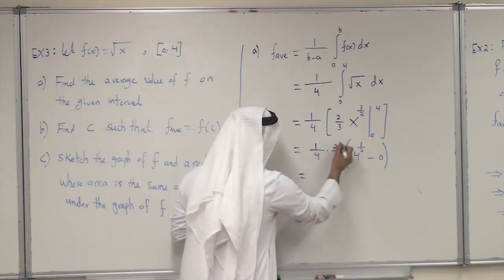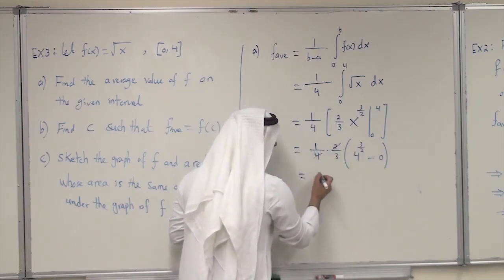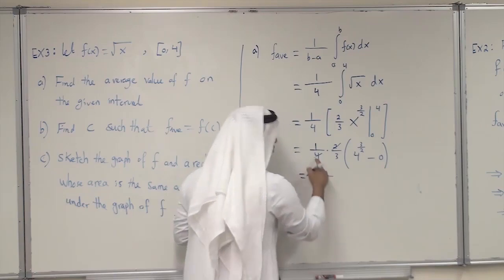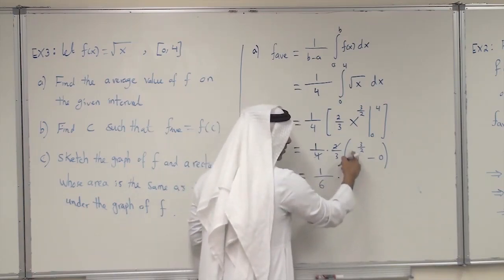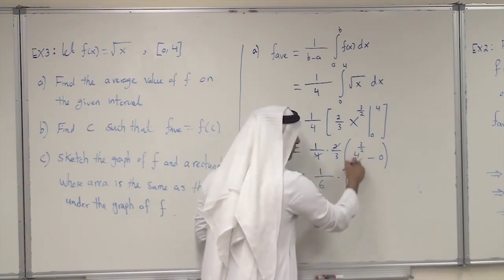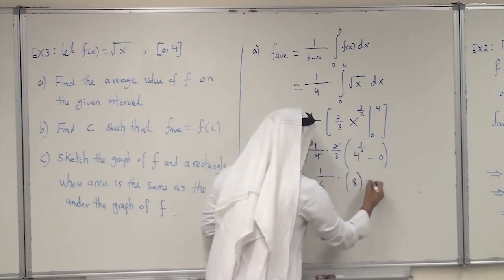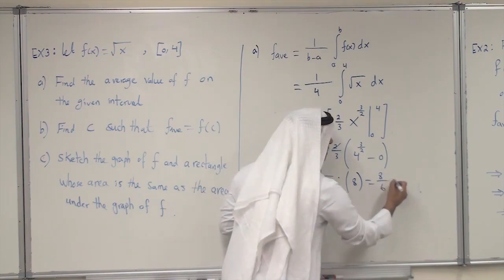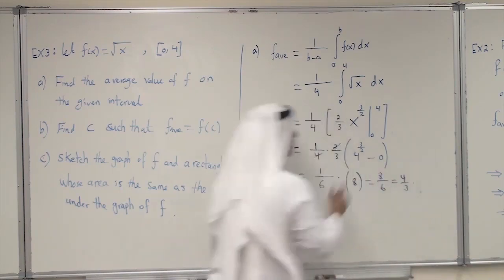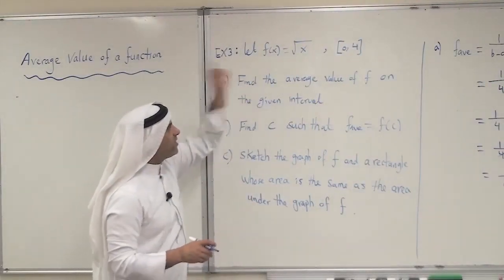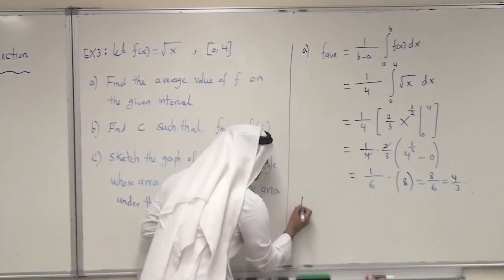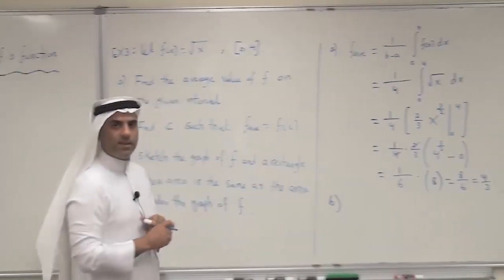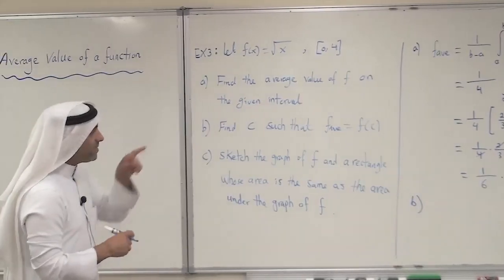Cancelling the 2 with the 4 here, we have 1 over 6, right? Because 2 times 3 is equal to 6. Times, looking at 4 as 2 squared, I have 2 to the power 3, that's equal to 8. So this is just 8 over 6, or 4 over 3. Fine. So this is the solution of part A. That says find the average value of this function over that specific interval. We are done.